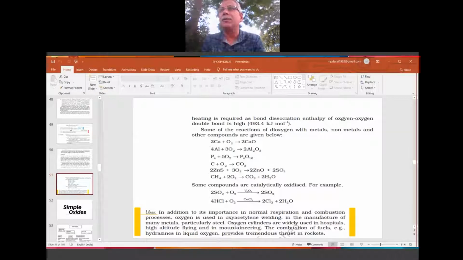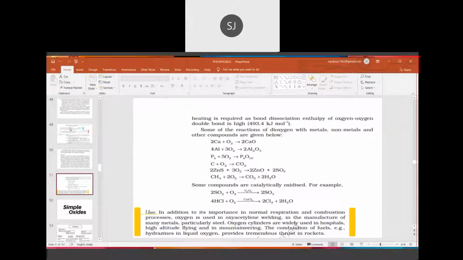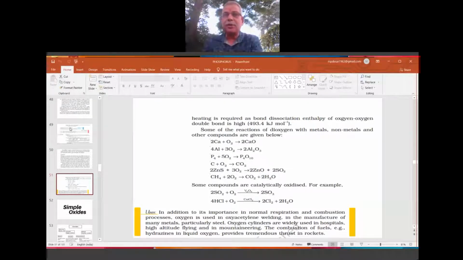This we will make use of in the sulfuric acid preparation. Sir, what is the name of that catalyst? V2O5, vanadium pentoxide. This reaction we make use of. Sir, general name? Generally only vanadium pentoxide.